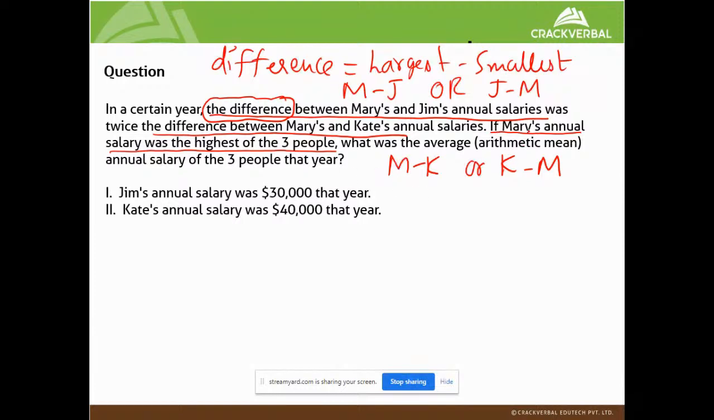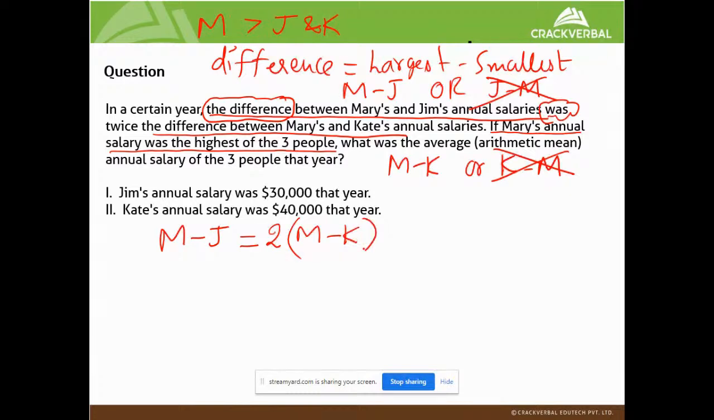What is the statement? If Mary's annual salary was the highest of the three people, so I know that Mary is more than Jim and Kate. So I know that it is not J minus M. I know that it is not K minus M. Now that I know this, let me frame an equation. The difference between Mary's and Jim's annual salaries was, remember that keywords like was, is, will be, would be always represent an equal to. Was twice, that is two times, the difference between Mary's and Kate's annual salaries. How does this help us? Let's try to simplify. M minus J equal to 2M minus 2K.